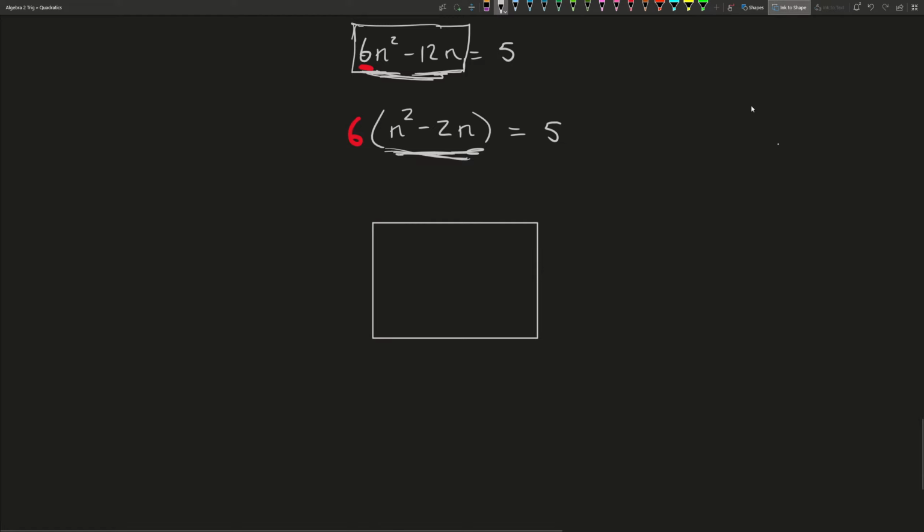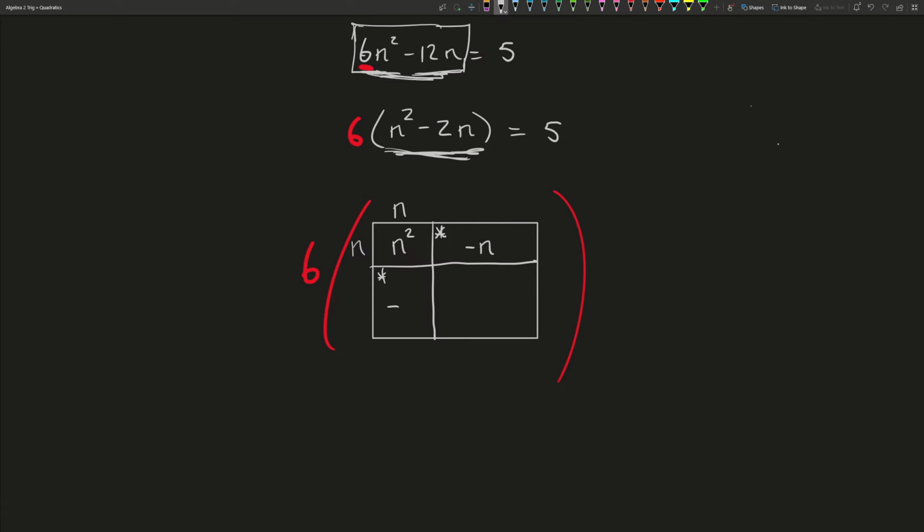All right, so if we have a square, everything in white is the stuff inside the parentheses, at least on the left-hand side, and then outside there's that 6. So everything we do inside, we're going to have to be multiplying by 6. So up top we have n squared. The factors of n squared are n and n. And then we need these two boxes to add up to negative 2n, and to do that evenly. So negative n goes up here, and negative n goes down here.